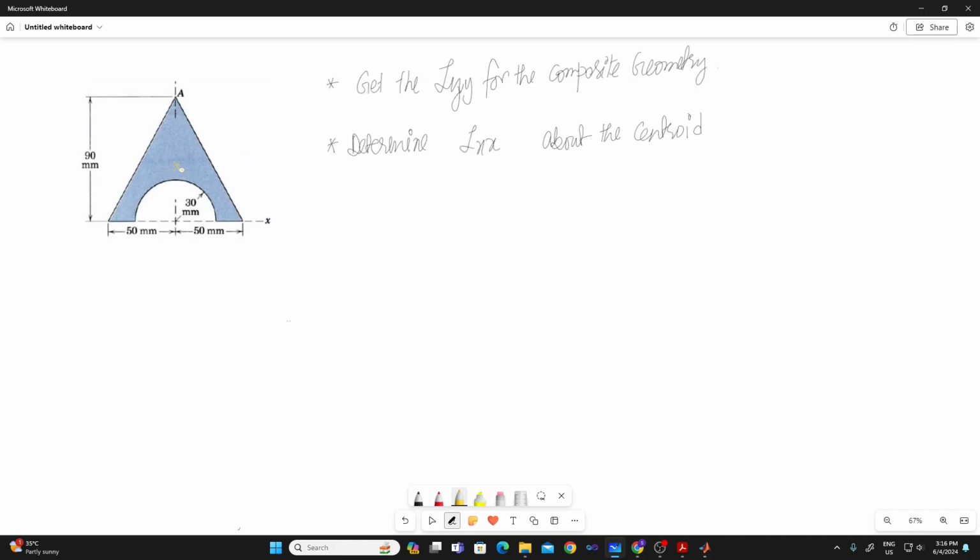So let's say the centroid would be somewhere over here. So this is x prime and this is the y prime coordinate system. So I need you to first determine the value of y bar. The coordinate of C would be x bar, y bar, but x bar, because of symmetry, is going to be 0. Determine y bar for this geometry.